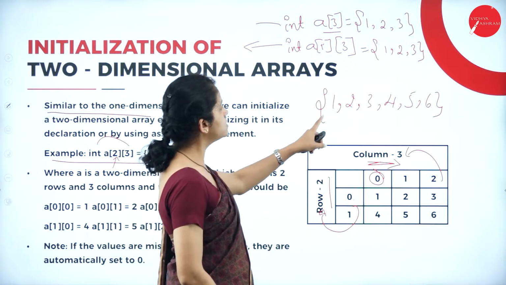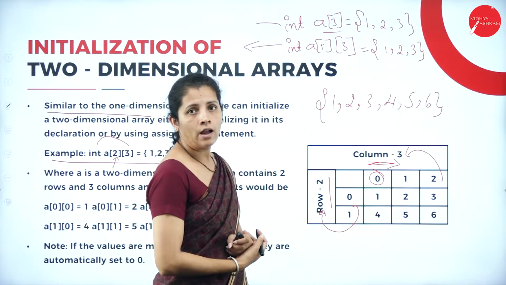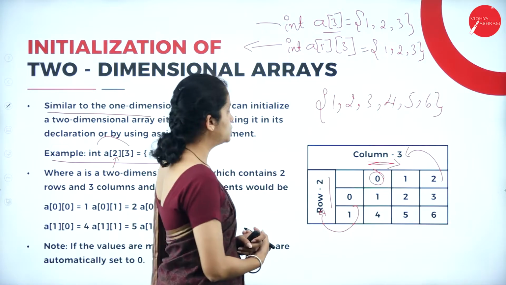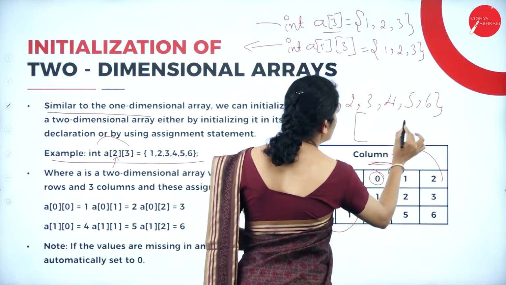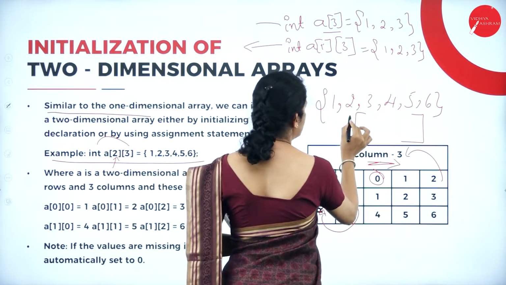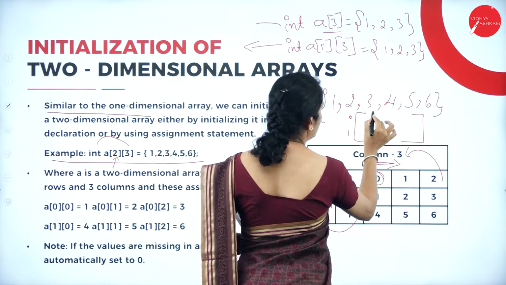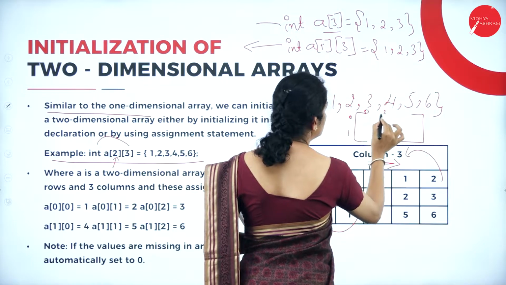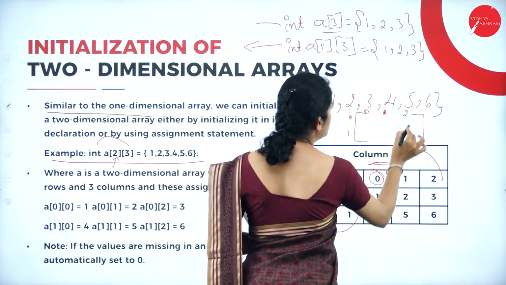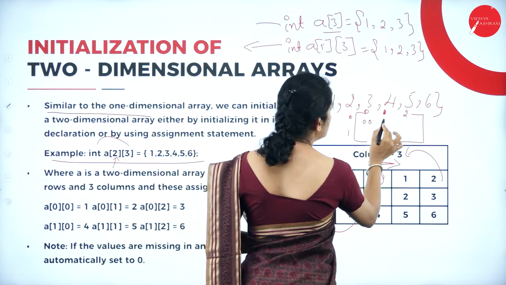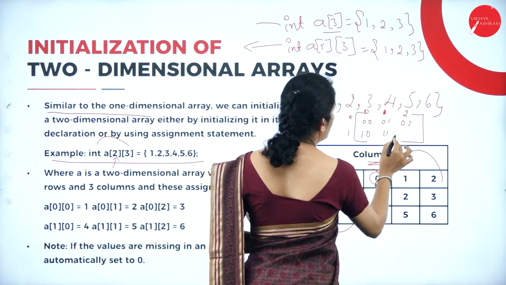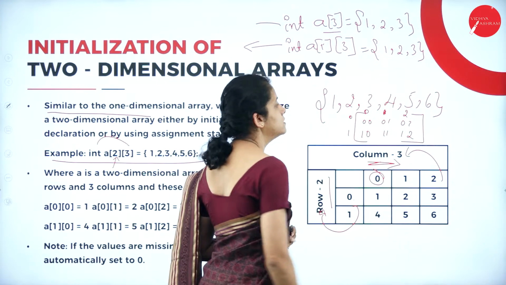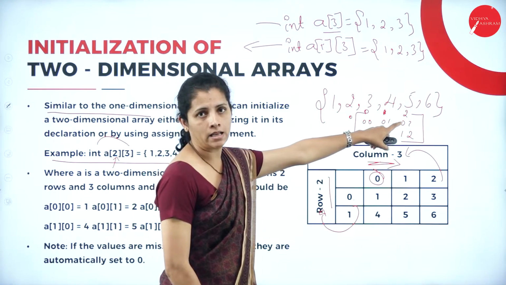Now first I want to increment the column. So first I write the matrix representation: 0, 1, 2 for the columns, and 0, 1 for the rows. So 0,0, 0,1, 0,2. Now 1,0, 1,1, 1,2. This is my matrix index.